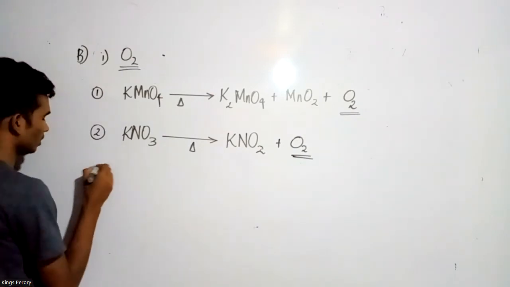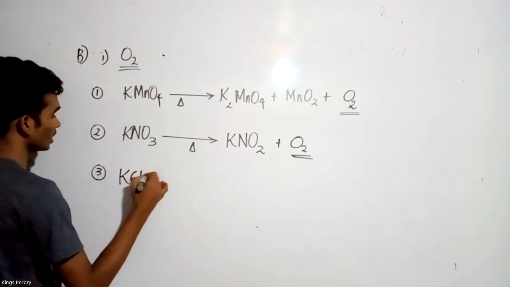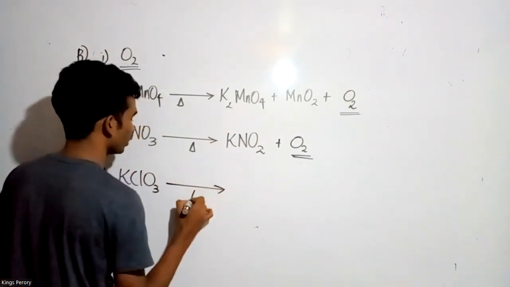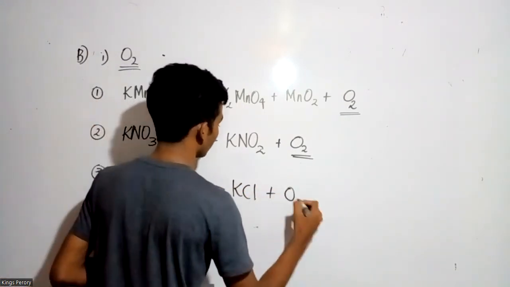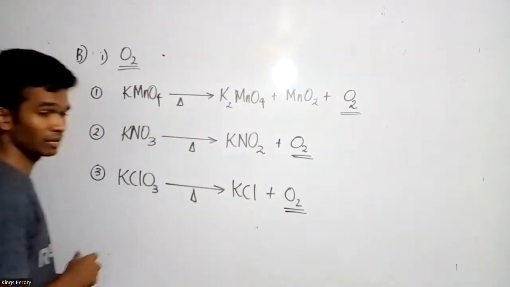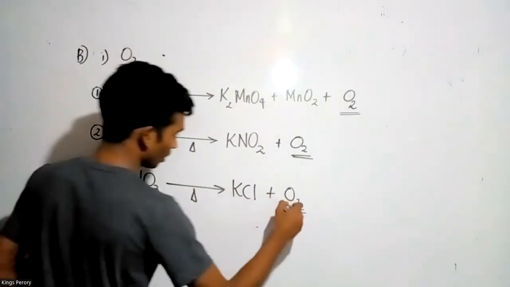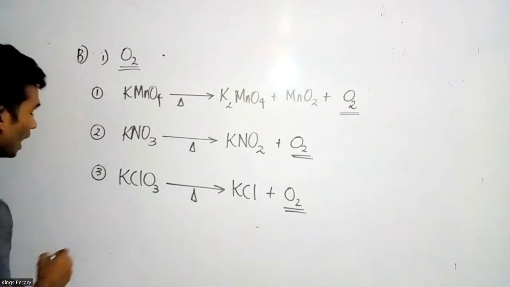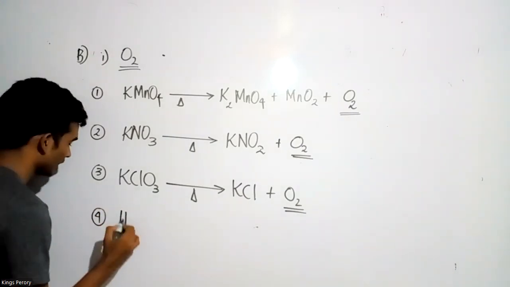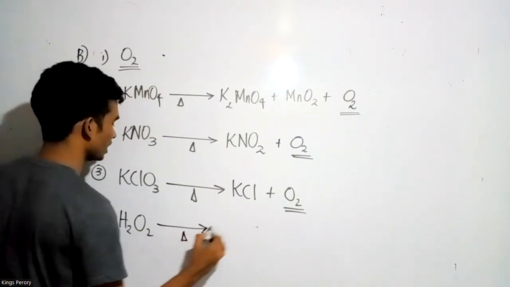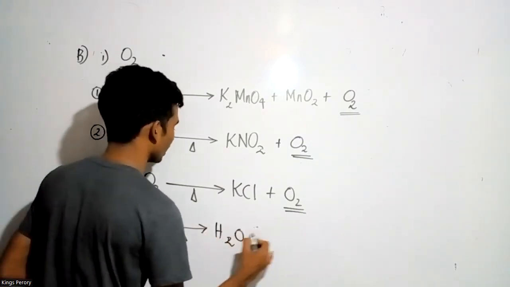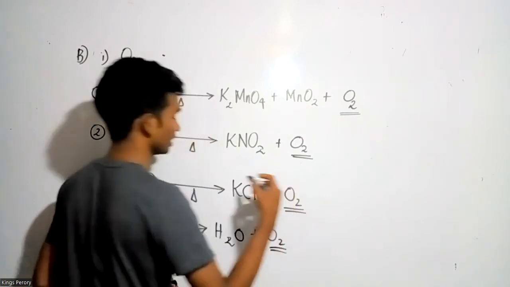Next one, decomposition of potassium chlorate. When potassium chlorate decomposes, we get potassium chloride plus oxygen. I'm not going to balance the equation, but we can see oxygen is produced. Last method, the fourth method, decomposition of hydrogen peroxide. When hydrogen peroxide decomposes, water and oxygen are produced.